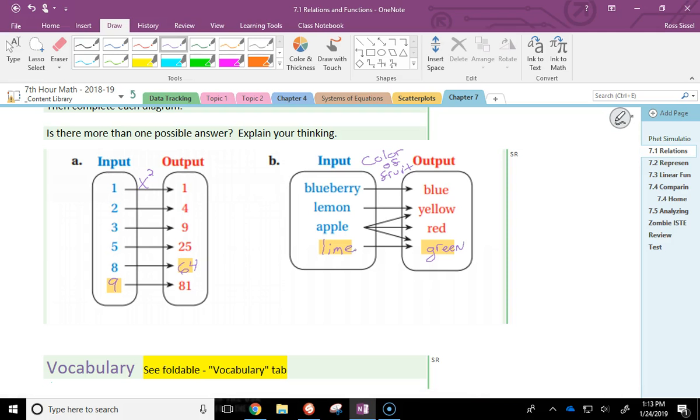So we would say lime and it comes out green. Are there other things we could put in there? Yes, that's okay. But on this one, is there more than one possible answer for inputs? Yeah. We see that with the apple. We had red, we had yellow, we had green. So on this one, our input had more than one output for it.